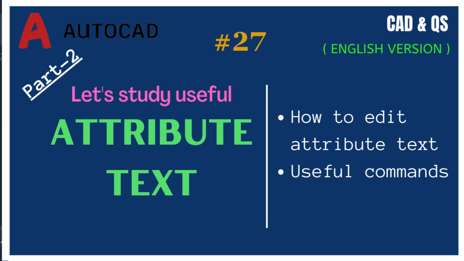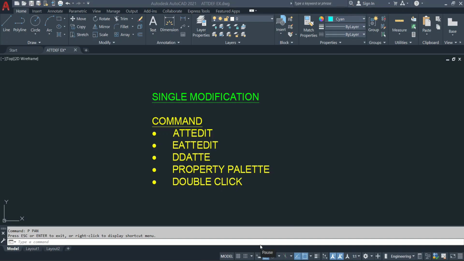Let's get started with part 2 of attribute text. Today I want to show you how to edit the attribute text. To edit the attribute text, I want to show you this one. We can see roughly there are two types of modification. The first one is single modification. The single modification command is here.